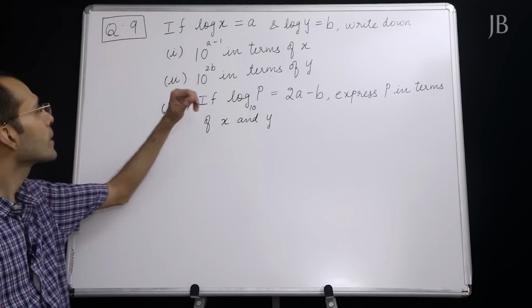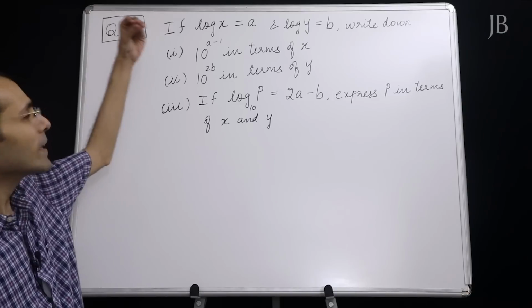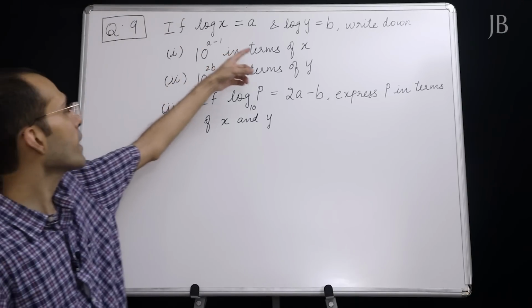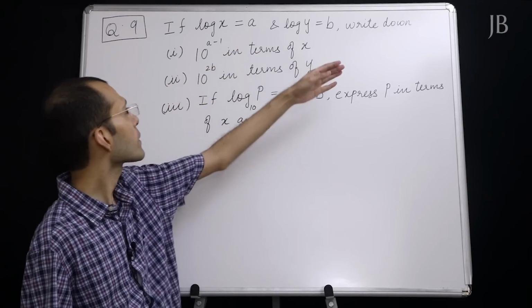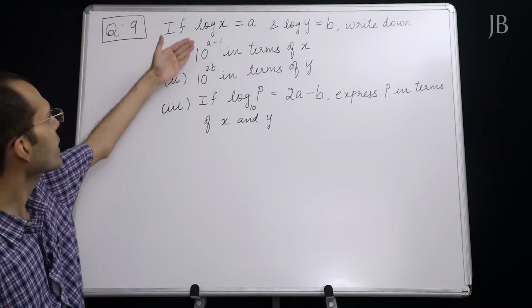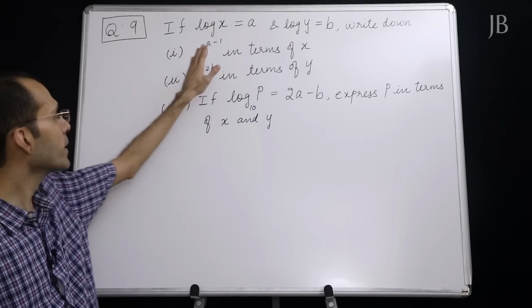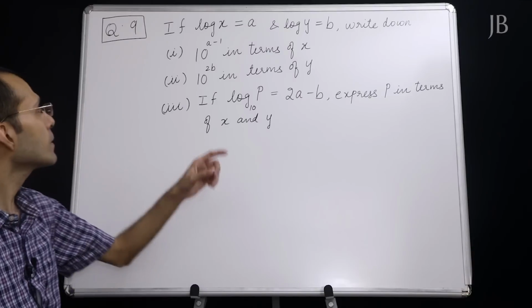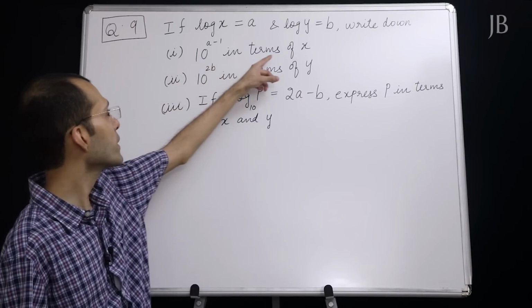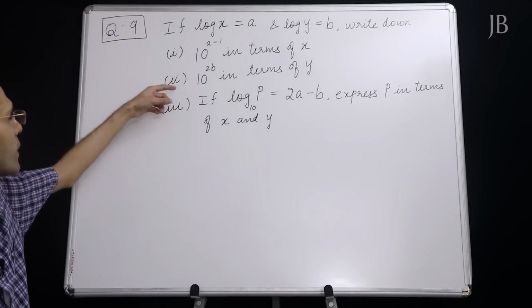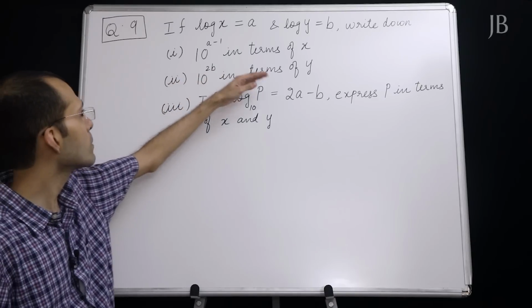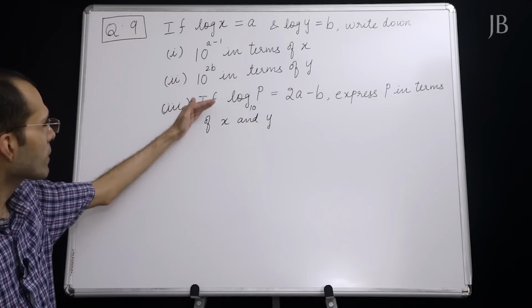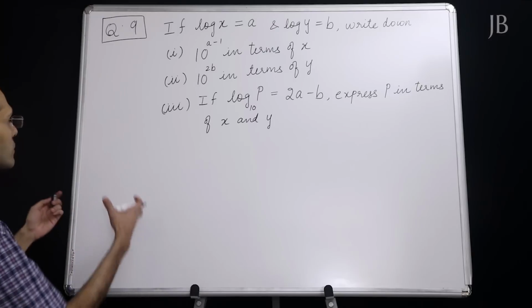Question 9. If log x is a and log y is b, write down 10 raised to a minus 1. So 10 is the base, a minus 1 is the power. 10 raised to a minus 1 in terms of x. Okay. 10 raised to 2b in terms of y, and this part we will come to it later on.